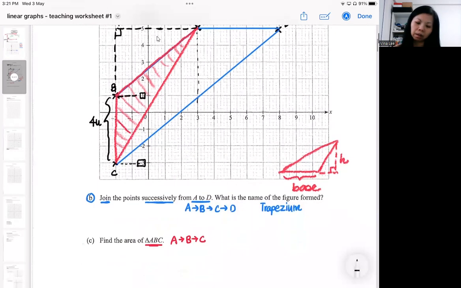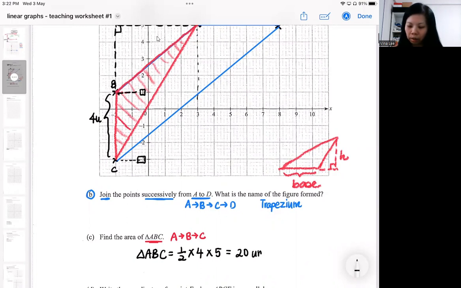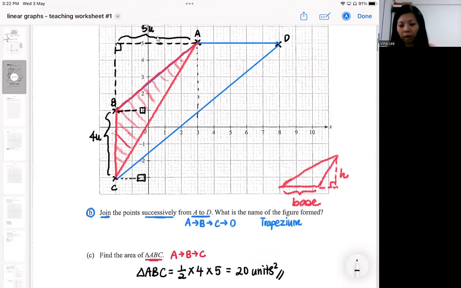So it's not in centimeter or anything. Usually we'll just call it unit. If I want to find the area, it will just be half times base times height. So half, the base is 4, the height is 5. From there you will get 20 units square. So that's how we make use of the coordinates to tell the horizontal length and vertical length. That's how we calculate the area.